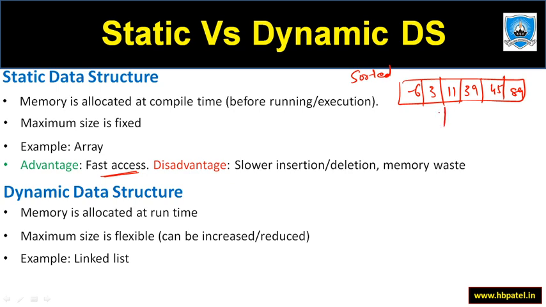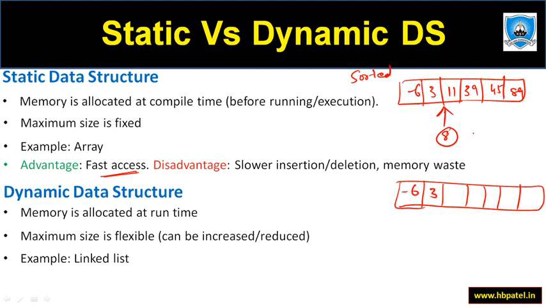Now I wish to insert something here, for example, 8 between 3 and 11. In that case, you'll have to shift elements by one position. -6 and 3 will remain in their positions, but 11 is to be shifted to the next position, and so on. Let us start from 89: 89 is shifted to the next position, then 45, then 39, and then 11. Now there is a hole, a space created, and then you can push this 8.